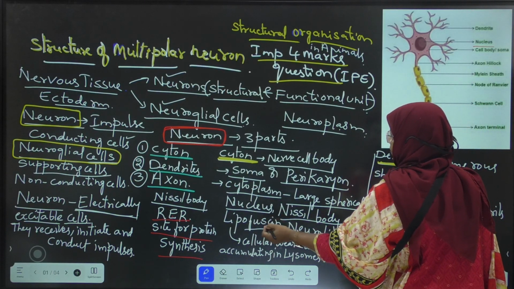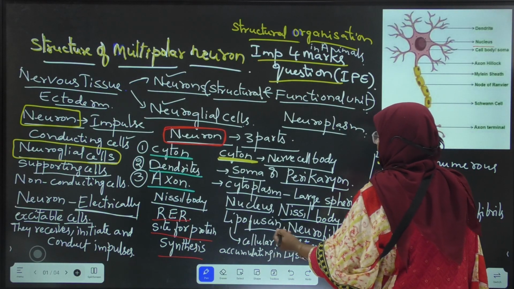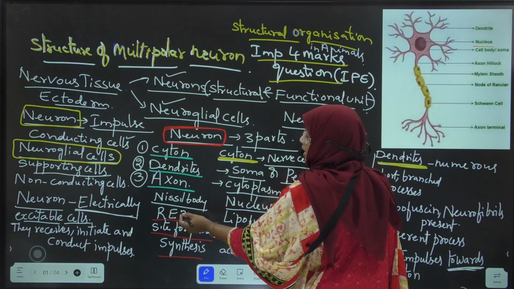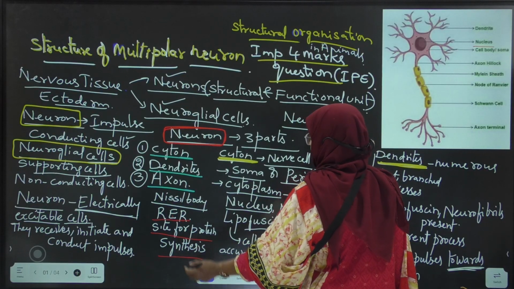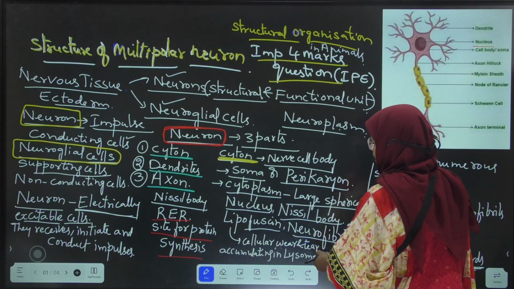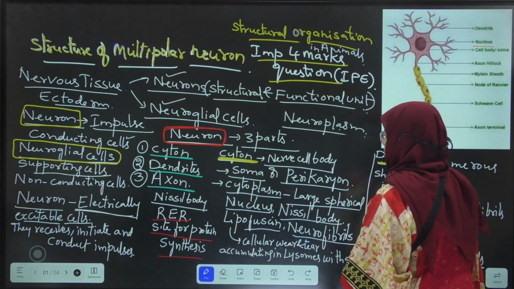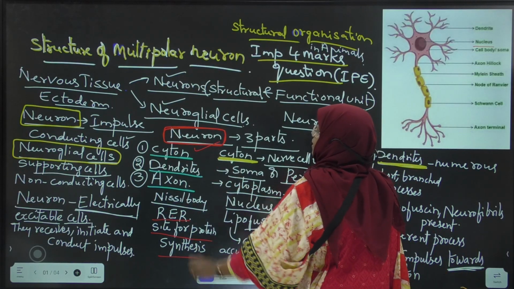and lipofuscin molecules, neurofibrils. These Nissl's bodies represent rough endoplasmic reticulum, and these are the sites for protein synthesis. Lipofuscin, these are the products of cellular wear and tear accumulating in lysosomes with age. With that, the explanation of cyton is completed.